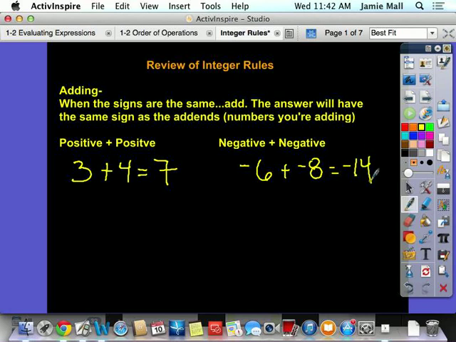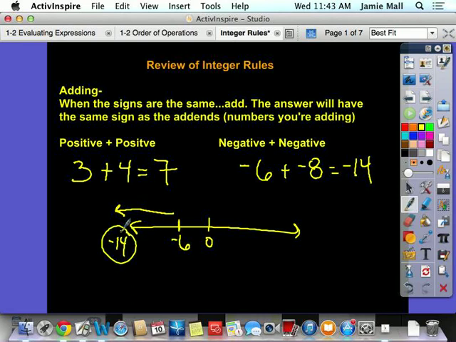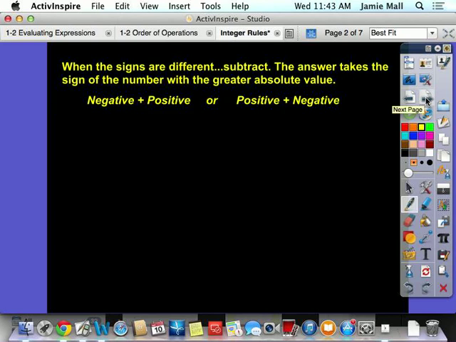If you think sort of about a number line, which is probably how you guys learned this last year, you think about numbers that are below 0. If you're at negative 6 and you move negative 8 spaces, that means you're going to move to the left 8 spaces, which is going to land you somewhere down here around negative 14. Moving on, when the signs are different. When the signs are different, we're actually subtracting. The answer takes the sign of the number with the greater absolute value.